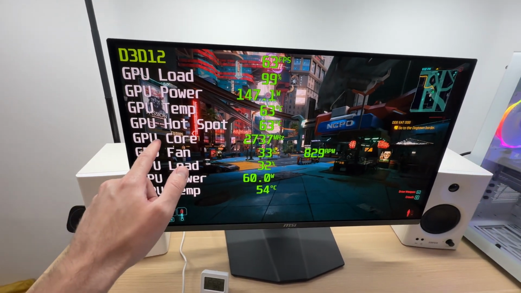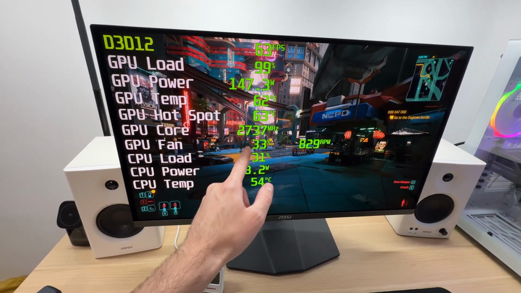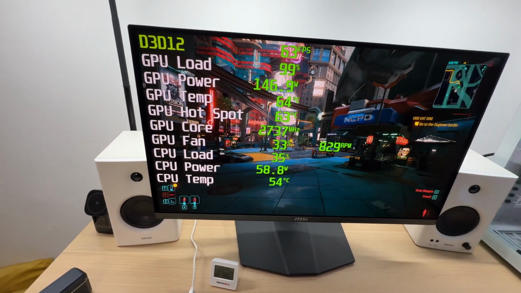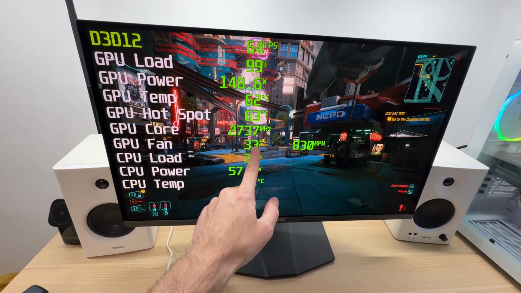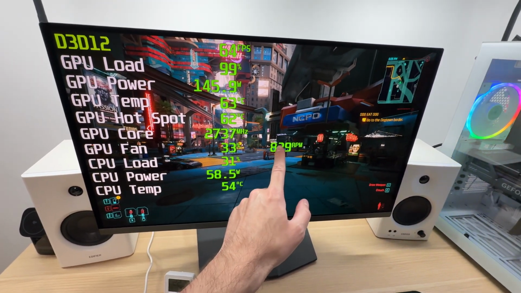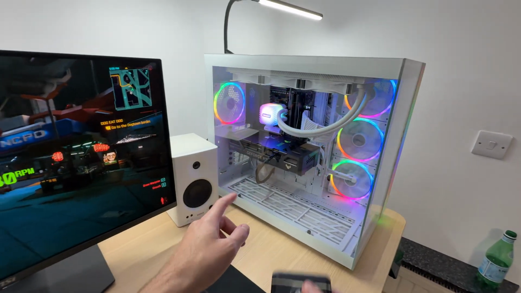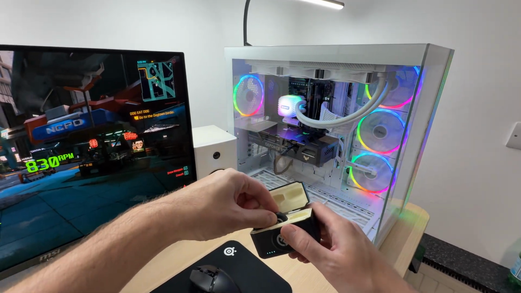And the GPU core clock is slightly lower at 2737 MHz. The most significant difference is in the fan speed. Take a look at that. 33%. That's 830 RPM. It's time to listen to the noise that the graphics card makes in the quiet mode.